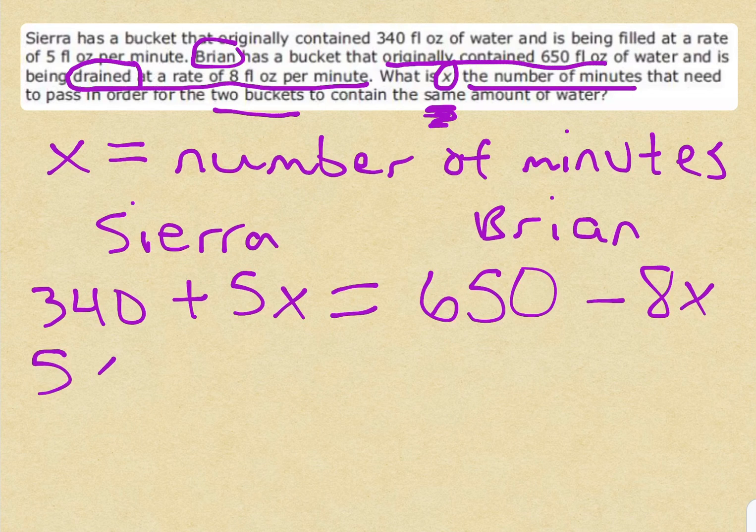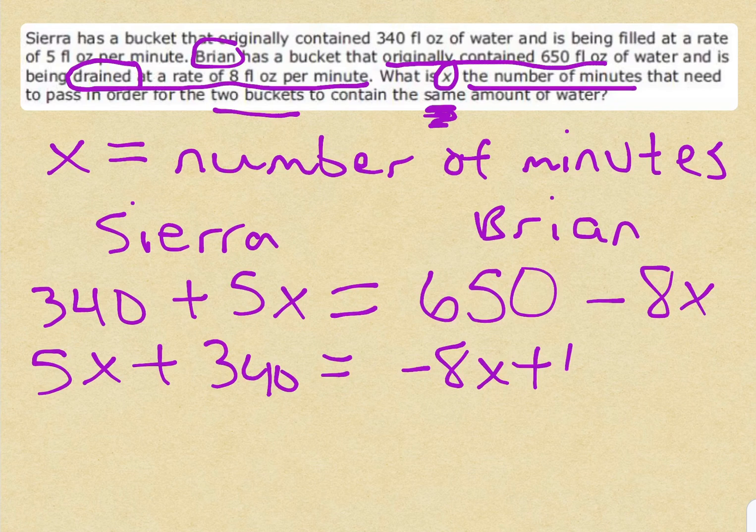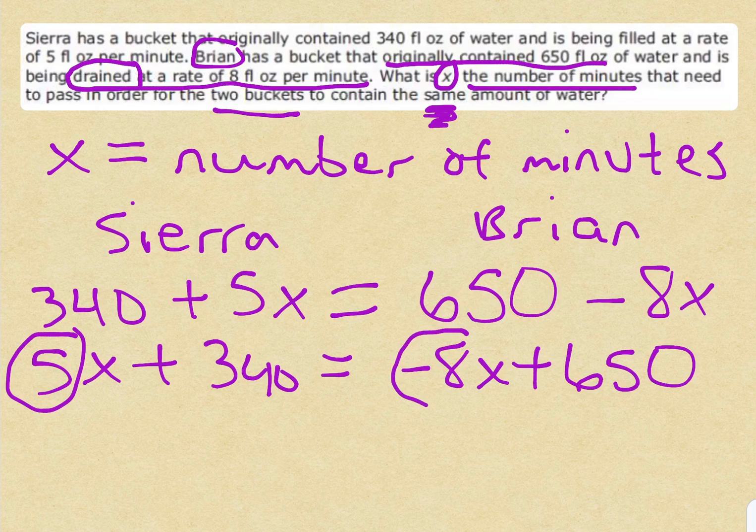The other way you may write this, and this may feel more comfortable to you, is 5x plus 340 equals negative 8x plus 650. Now, do y'all remember what form this is called? This is called slope-intercept form. This is the way that you write your equations in y equals mx plus b. And this especially makes sense here because we have a rate of 5 fluid ounces per minute being filled up, and then we also have a draining rate of 8 fluid ounces per minute.